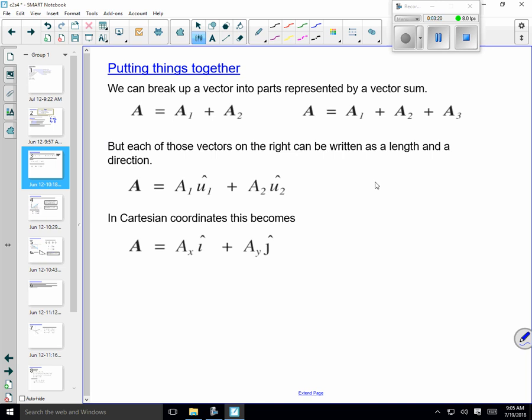Right? In Cartesian coordinates, I have standard unit vectors, and the standard unit vectors would be i hat and j hat. i hat points along the x-axis and j hat points along the y-axis. So in Cartesian coordinates, this vector A, let me write this by hand, A is equal to AX in the i hat direction plus AY in the j hat direction. And so I would refer to AX and AY as the components of that vector.